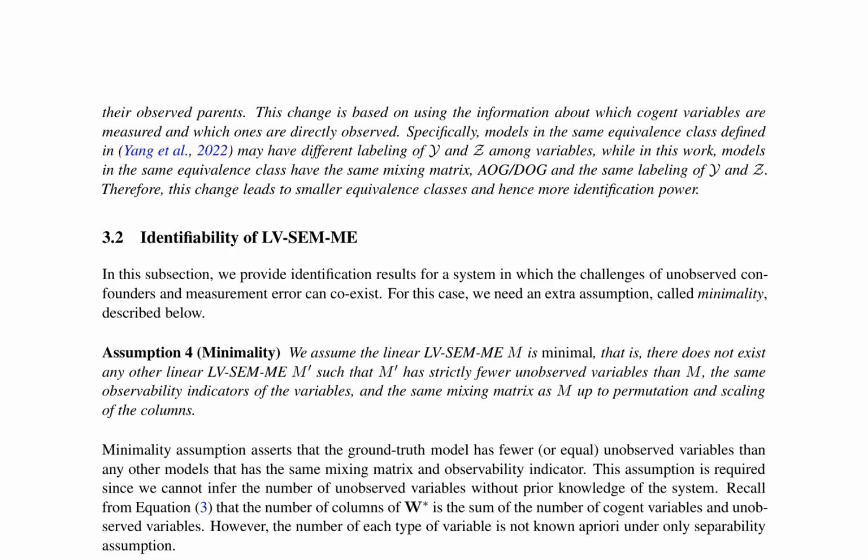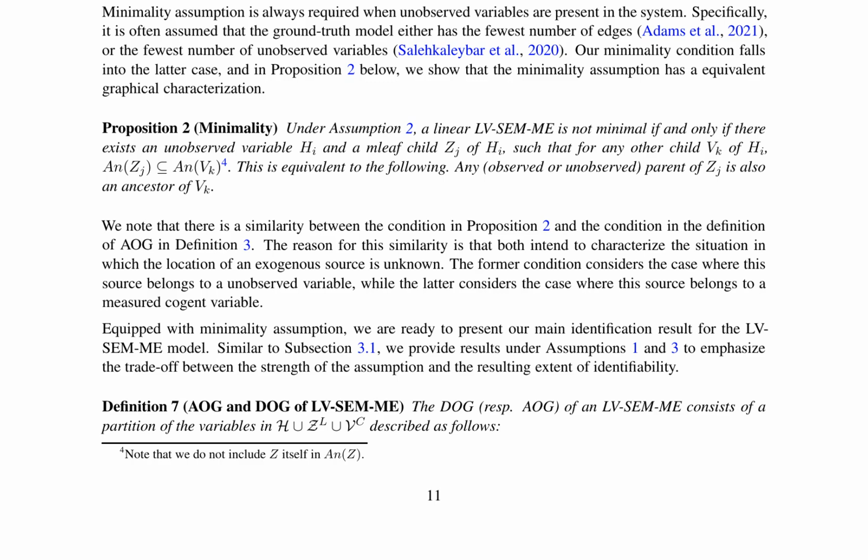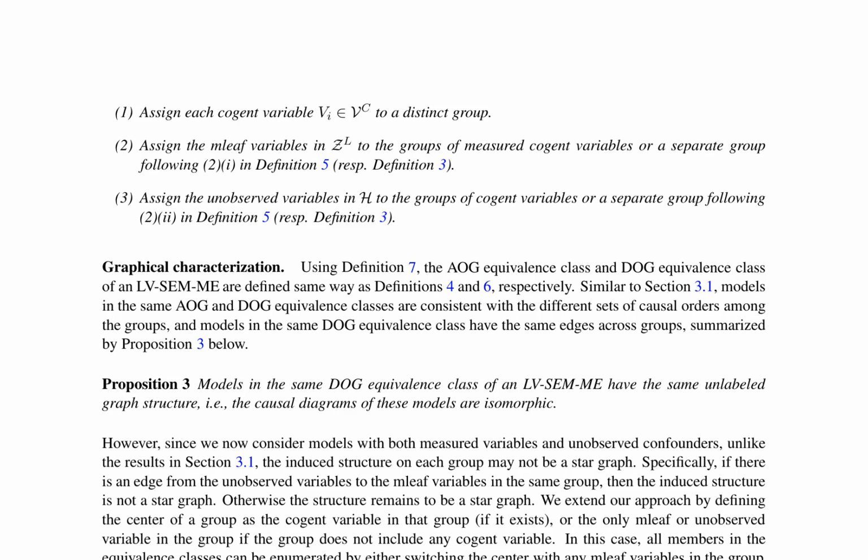The authors introduce the concept of minimality, which asserts that the ground truth model has fewer unobserved variables than any other models that have the same mixing matrix and observability indicator. They show that this assumption has a graphical characterization, similar to the condition in the definition of AOG. The paper then presents the main identification result for the LVSEMME model, providing results under assumptions 1 and 3 to emphasize the trade-off between the strength of the assumption and the resulting extent of identifiability.